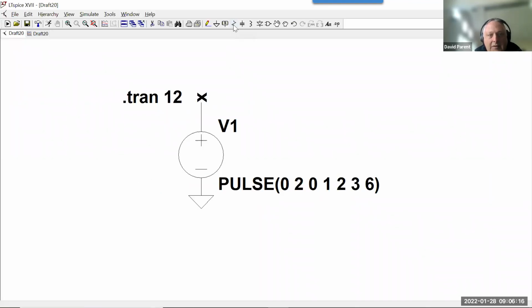Just checking, you are still seeing the screen, right? Because normally there's like a box. We can still see the screen. We can see LT Spice now. Okay, great.